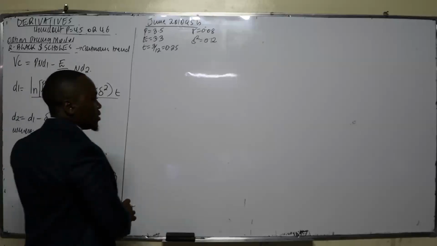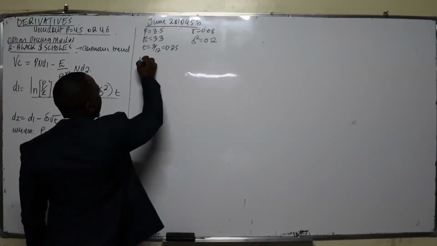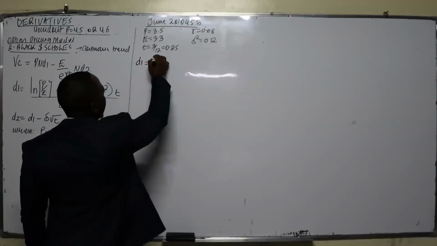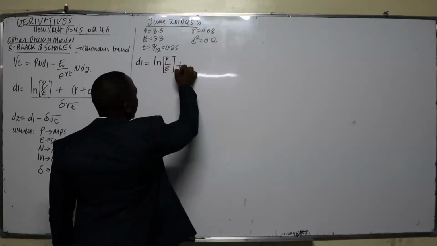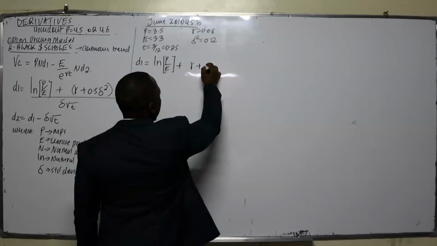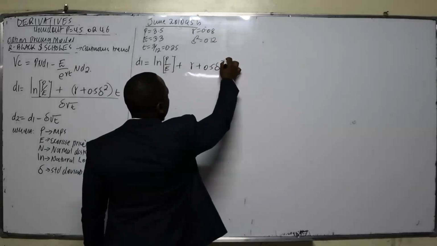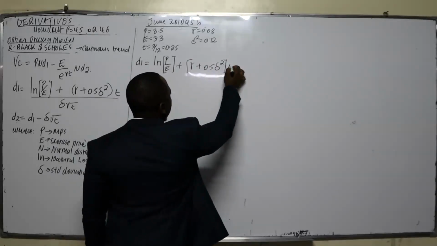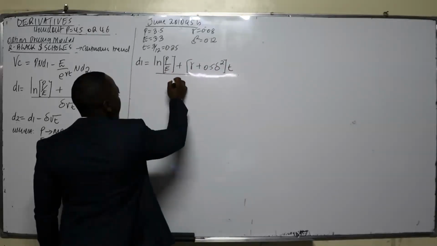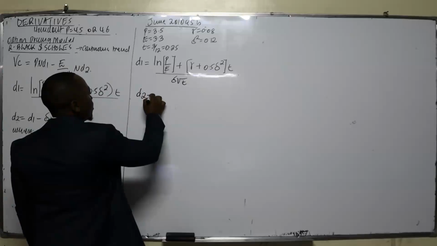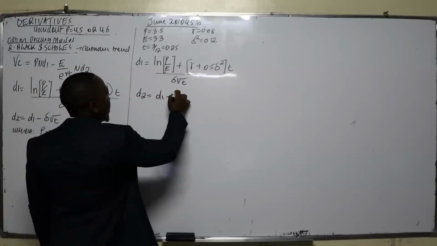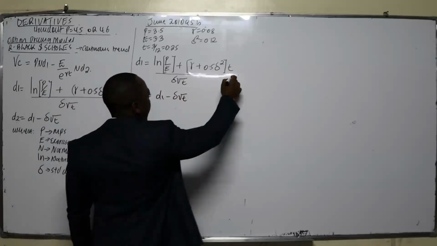So for Black-Scholes, step number 1, you need to get D1 and D2. And how do we get D1? It's natural log of P over E plus risk-free rate plus half standard deviation squared, multiplied by T, over standard deviation times square root of T. Then to get D2 is D1 minus standard deviation times square root of T.